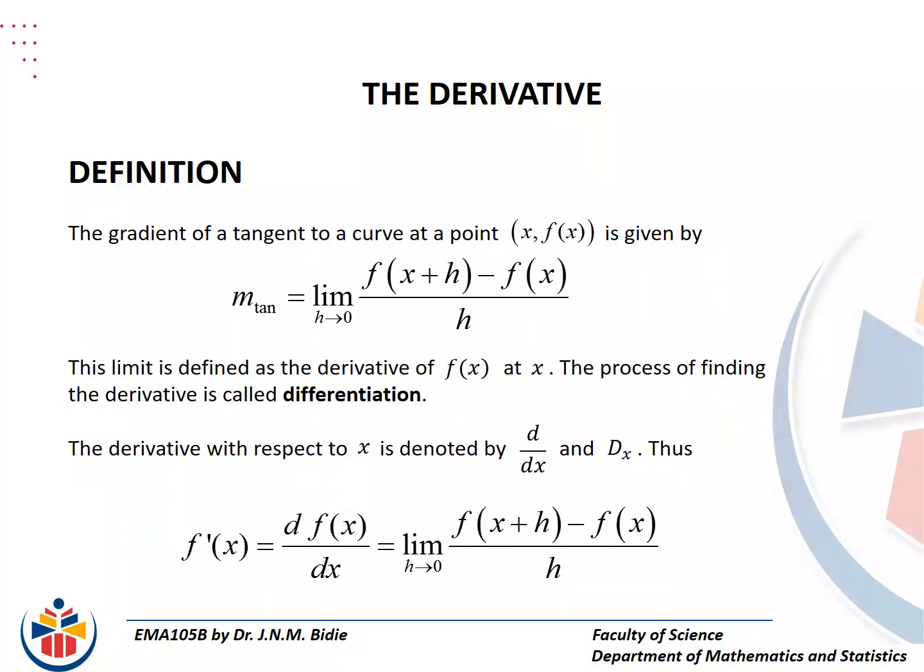And the process of trying to find this derivative of f of x with respect to x is called differentiation. Please note that the derivative with respect to x is given by d over dx, or sometimes the capital letter D with subscript x. Therefore, we can say f prime of x, which is the derivative of f of x over dx, is given by the limit that we said is the slope, or the gradient, of the tangent.